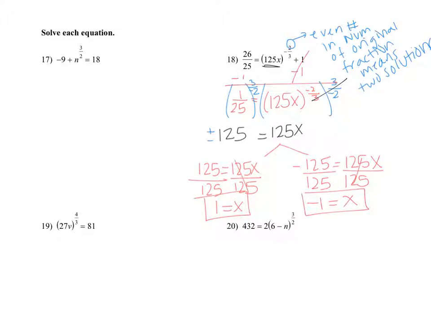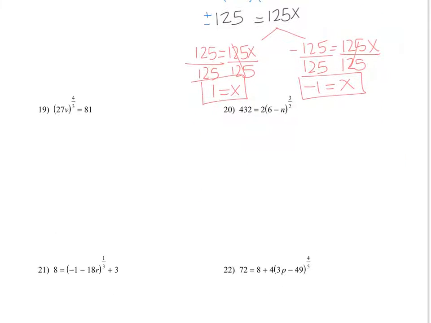Okay, let's move to question 20. So the first thing we want to do again is isolate the base. The base is 6 minus 2n. I'm sorry, 6 minus n. So we have to get rid of this 2 in front. So that's going to be our first step, is to divide by 2. When we divide 432 by 2, we get 216. And we're left with 6 minus n to the 3/2 power. Now my base is isolated, and now I can raise it to the reciprocal.